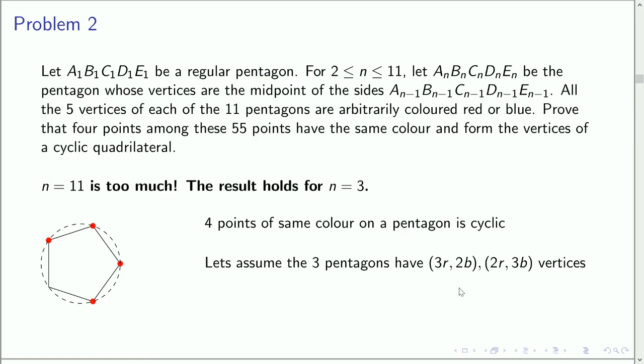Since there are these 2 combinations possible, and there are 3 of these pentagons, by the pigeonhole principle there are 2 pentagons which have the same color majority. Let's assume that color is red. So we have 2 pentagons with the red majority here, and now we have to look at 2 cases. Those pentagons can have the same orientation, or they can have opposite orientation.